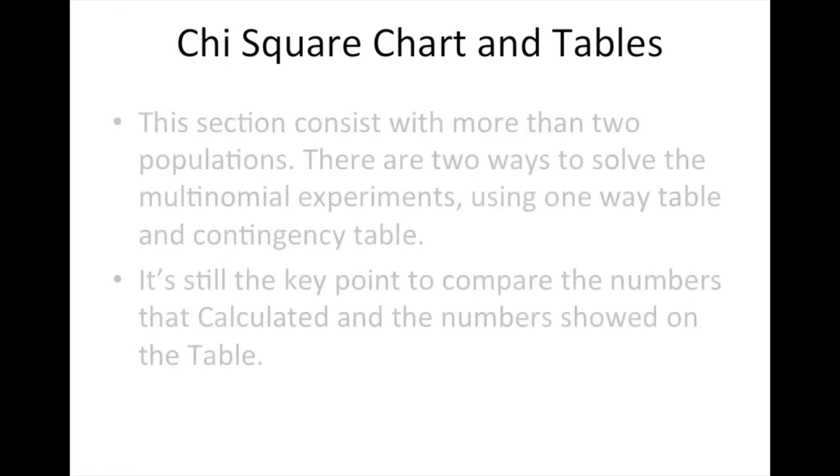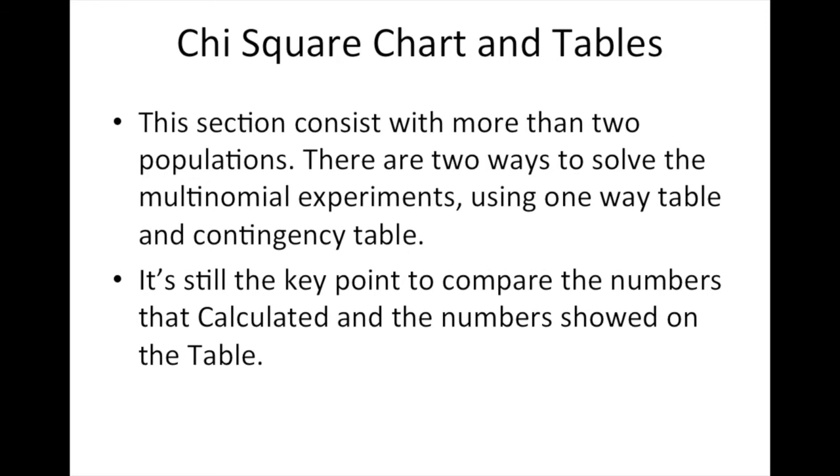Firstly, I'm going to tell you guys the chi-square chart and tables. As we all know, in the last two chapters, we have learned the t-chart and z-chart. But in this chapter, we have a new one, which is called the chi-square chart. This section consists of more than two populations. There are two ways to solve the multinomial experiments: using a one-way table and a contingency table.